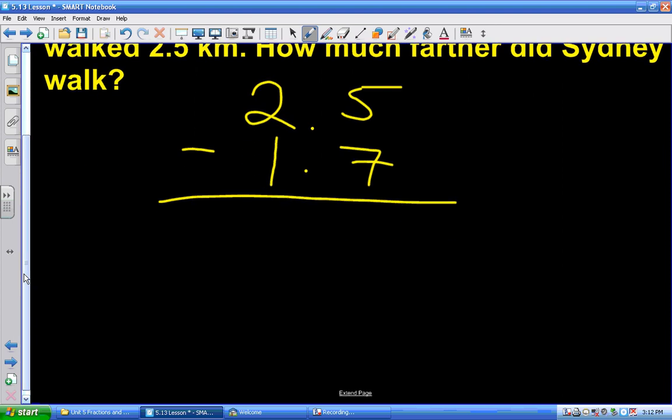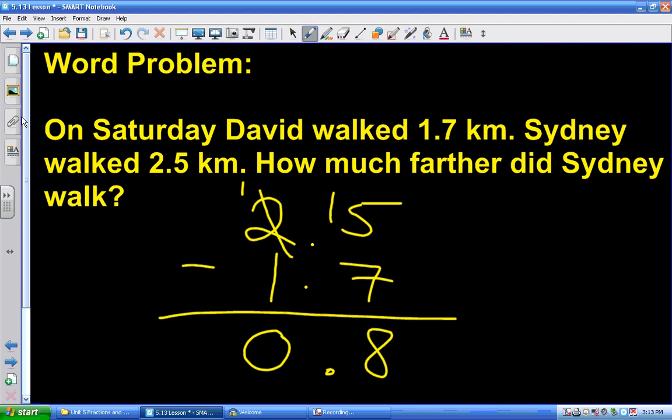I'm thinking. That's all. Oh, you can't take away 7 from 5, so you gotta borrow a 10. That's right. You go over here, you take 1. That means 1 there. Put 15. And 15 take away 7 is? 8. Okay, good. 8. And that means over on the left-hand side, 1 take away 1 is? 0. So what's the answer to the question? 0.8.